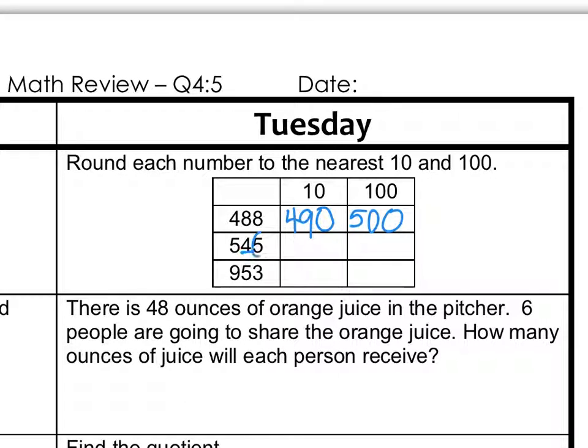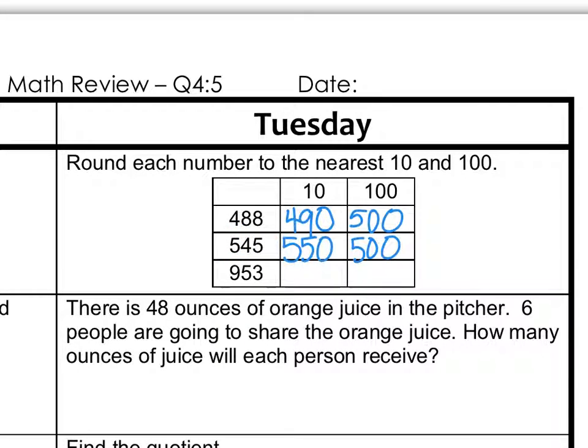545, underline the tens, circle the digit next to it. This 5 will not change, and the 5 bumps the 4 up to a 5. The circled 5 becomes a 0. And to the nearest 100, underline the hundreds place, but looky here, this 4 is not high enough to change the 5, so it will stay the same. Everything else becomes zeros.